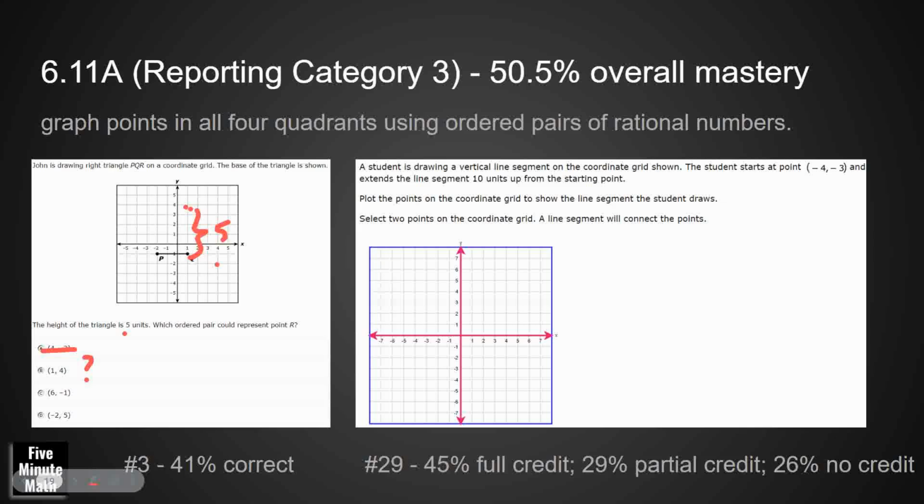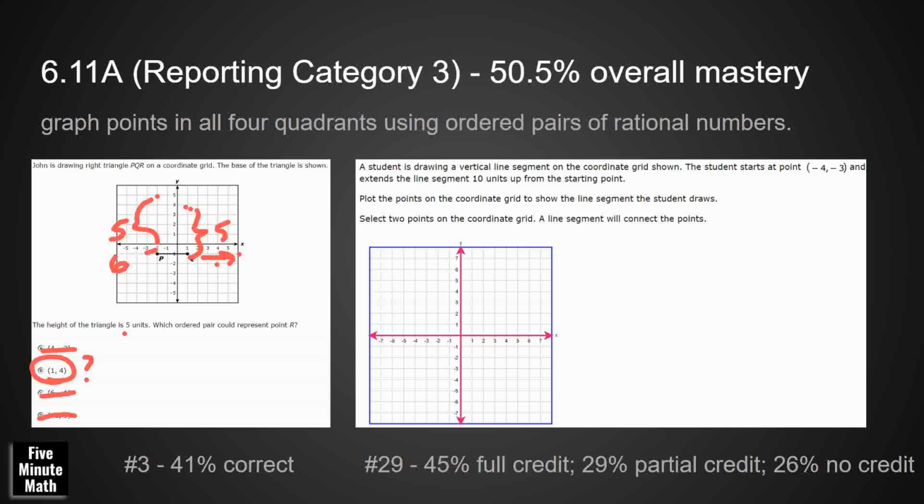6, -1. So that's almost off. That's just a vertical 5. That's not going to work. And then -2, 5. Now take a look at this. Very similar to the previous one, but take a look. This is 5 from the x-axis. If you go from the x-axis to there, it's 5. But if you do the whole thing, it's 6. So our answer is B. But I bet you that's going to trip up some of our students.